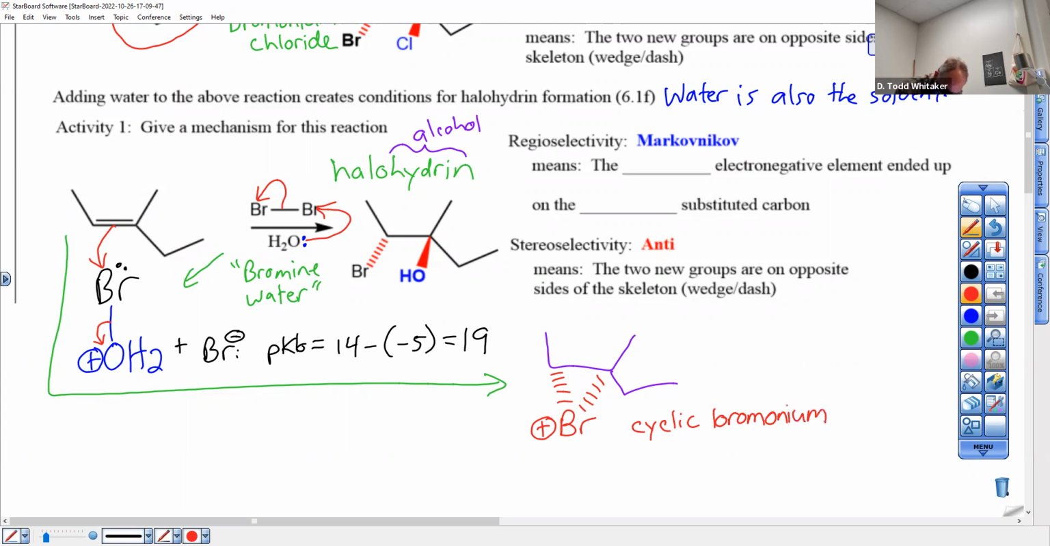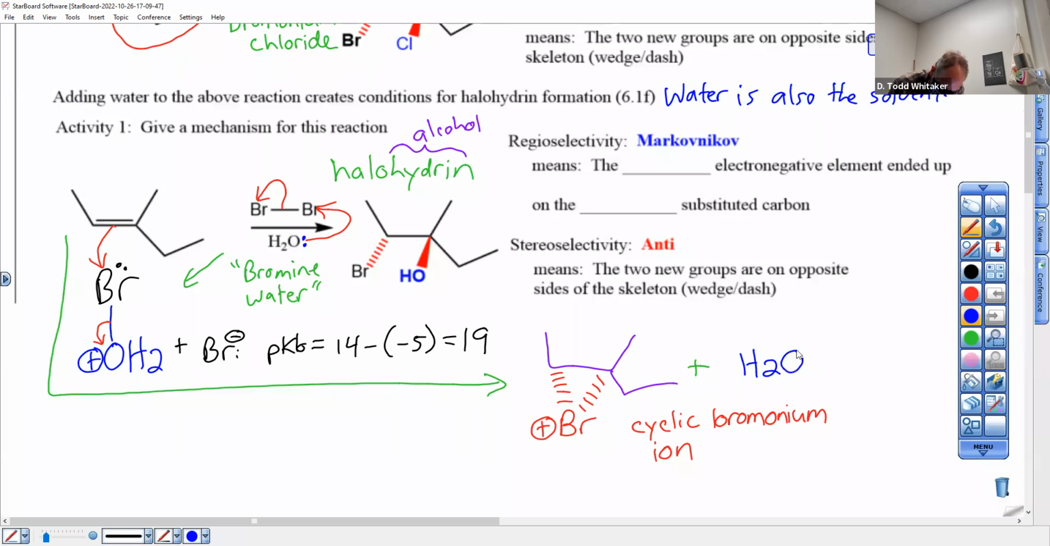Even these names, cyclic bromonium ion. Makes sense. It's got a cycle with a triangle, and it's got a plus charge on the bromine, right? And what's the other piece? The thing that got kicked off in blue? H2O.